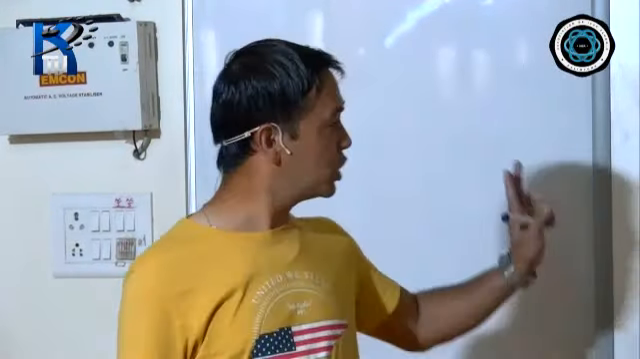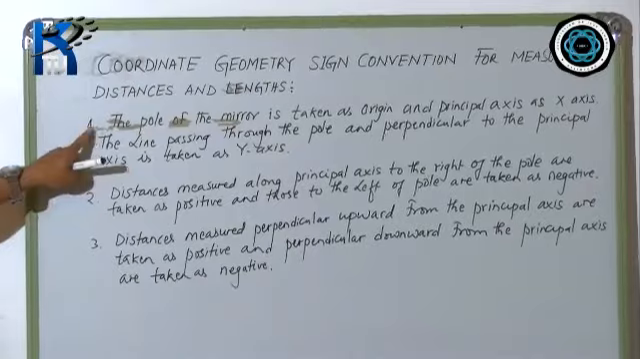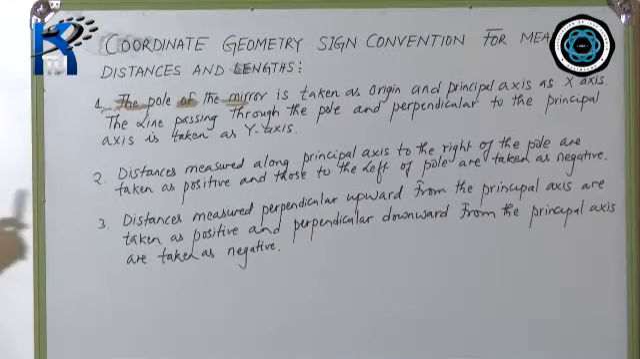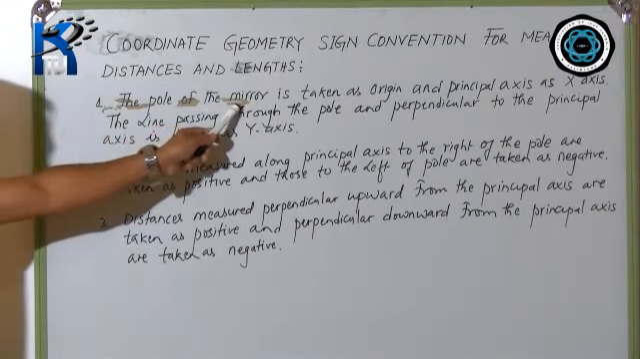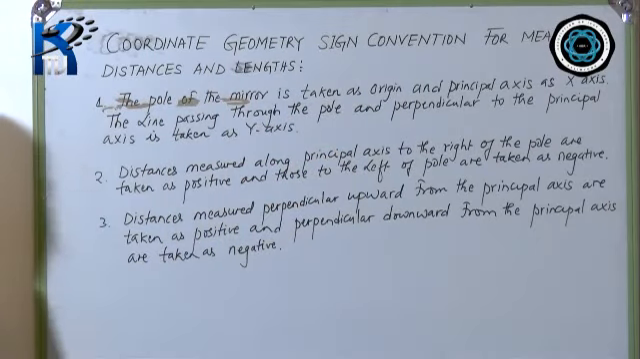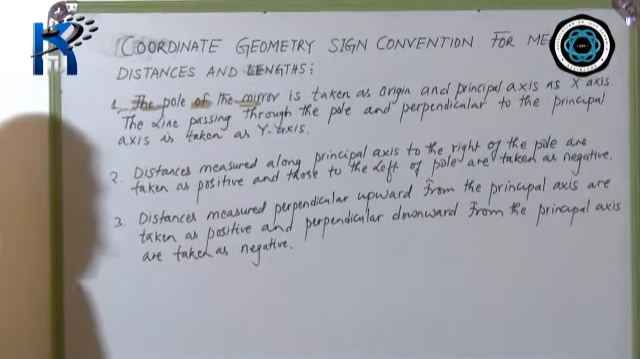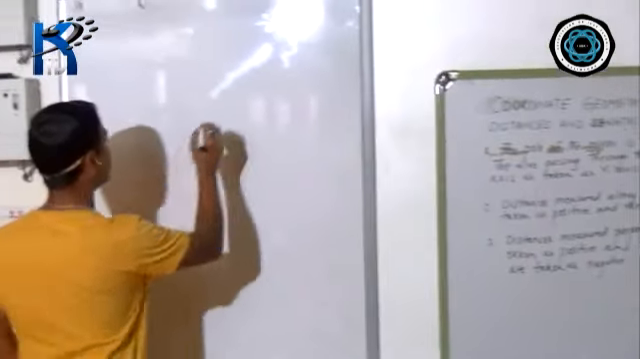So we basically have three coordinate geometry sign conventions. I can show with the help of a diagram also. Let me first start with number one. Number one coordinate geometry sign convention is that the pole of the mirror is taken as the origin. That means, even if you see the coordinate geometry, like x-axis and y-axis, we have the origin. So I can show with the help of a diagram.